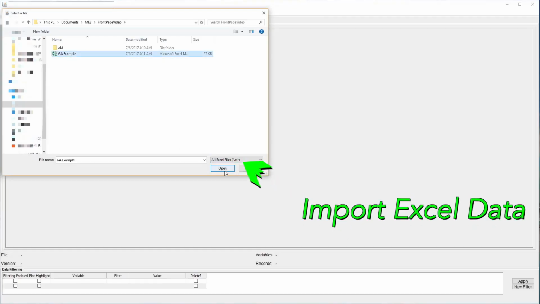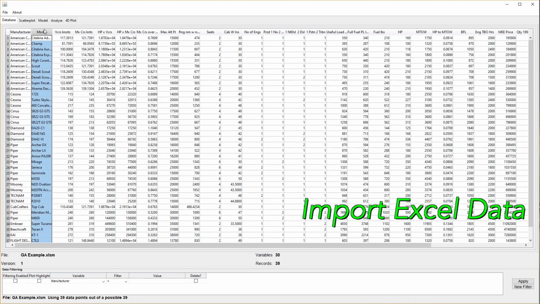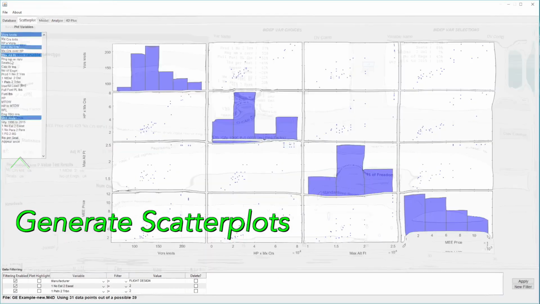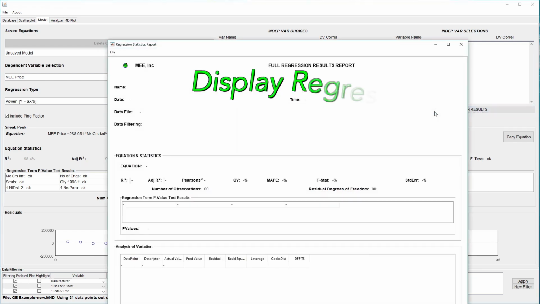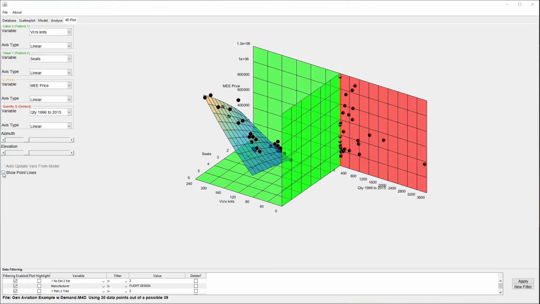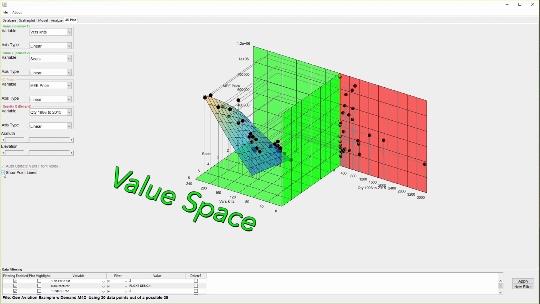Grab your Excel data and rapidly perform statistical analysis on it. Discover equations describing your market's innermost workings. See how buyers compare products by their features and value space, along with their ability to buy them based on their prices on the demand plane.